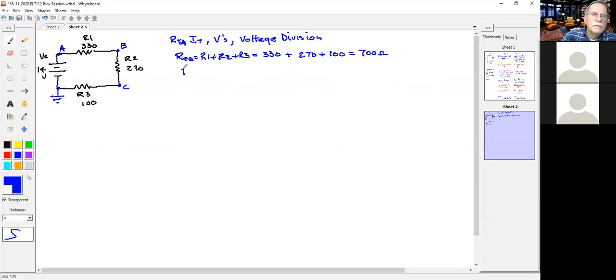I could find IT. Let me go back and do that. Do this first. One of the things I would recommend, and we'll see it more when we get to series parallel, because we're going to do a lot of calculations like that, is you redraw this to show the equivalent resistance. This is my REQ. So in this case, it turned out to be 700 ohms.